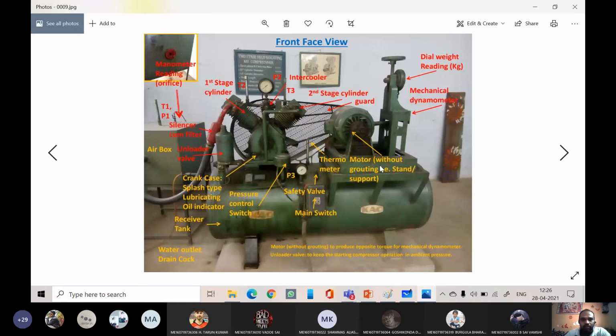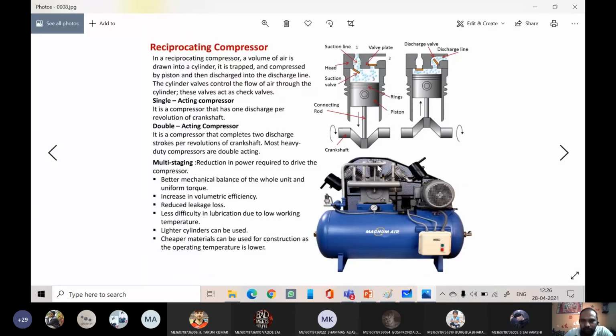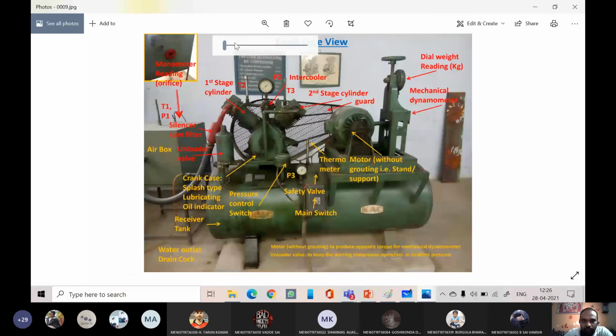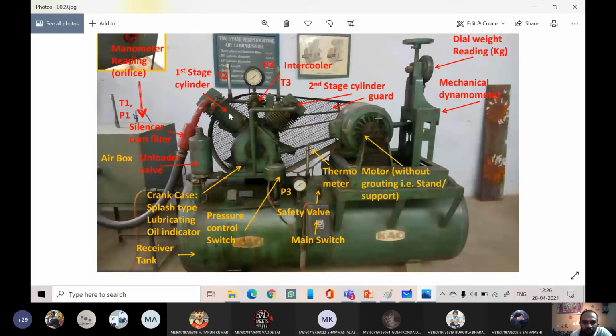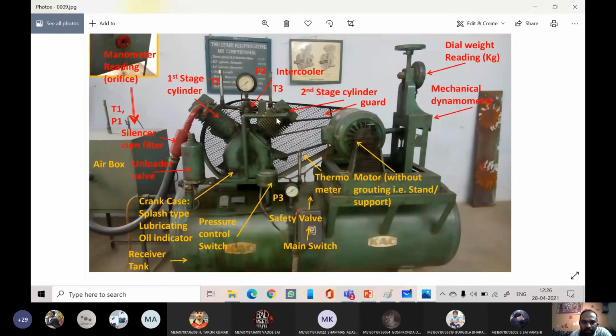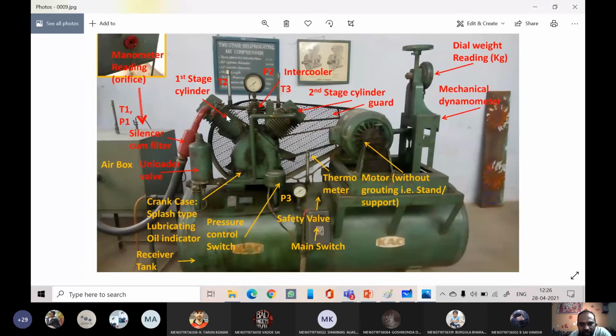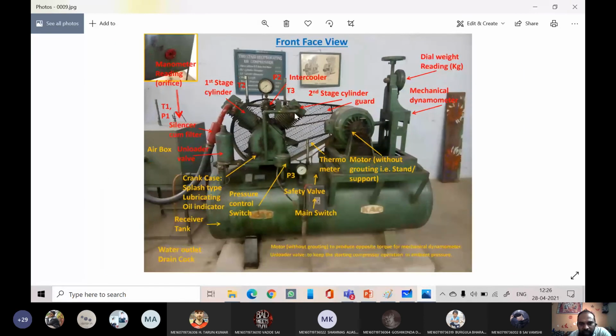Can you see the diagram? Yes, sir. All of you. Let me zoom. So this is an air compressor. I think you can see from the roadside, wherever there is a puncture shop, this type of air compressor. Right here, this is one cylinder and this is the other cylinder. The size of the cylinder here is bigger as compared to the second stage.